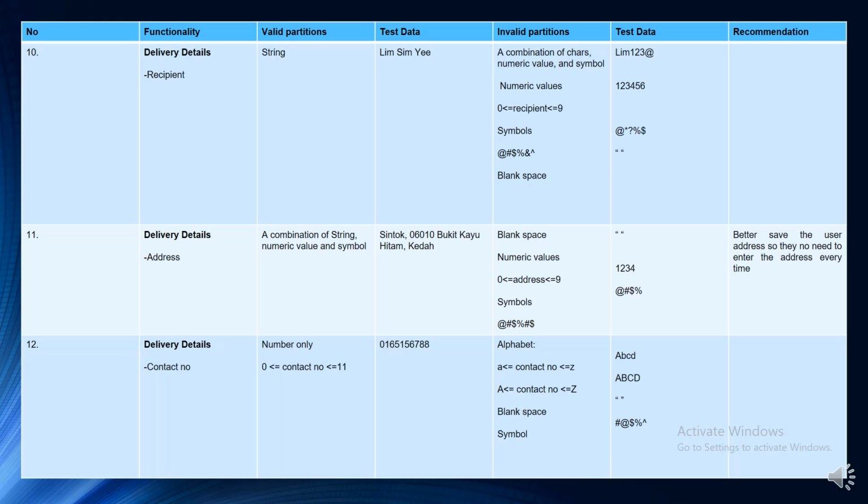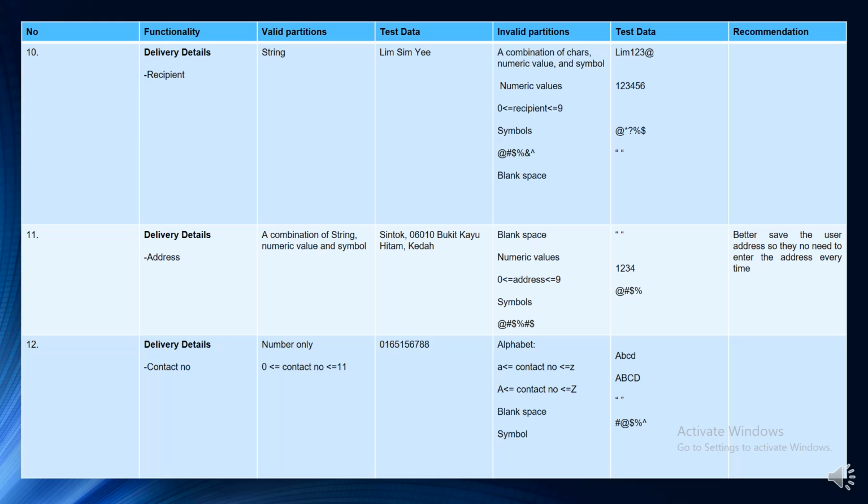Next is the delivery details of recipients. It must be in string data, such as Lim Xin Yi. For the address, a combination of string, numeric, and symbols is the valid partition. The recommendation is to save the user address so that there is no need to enter the address every time.